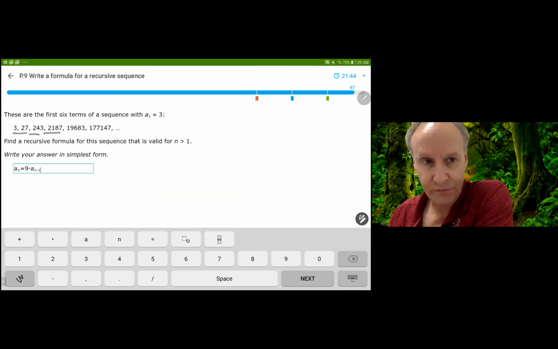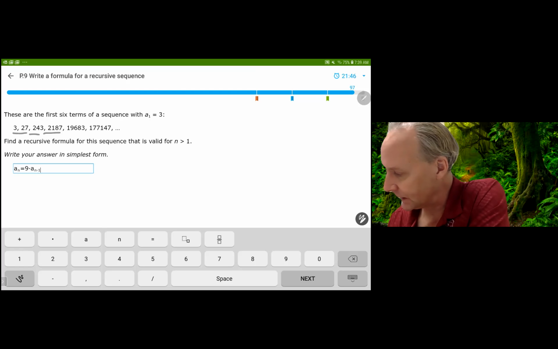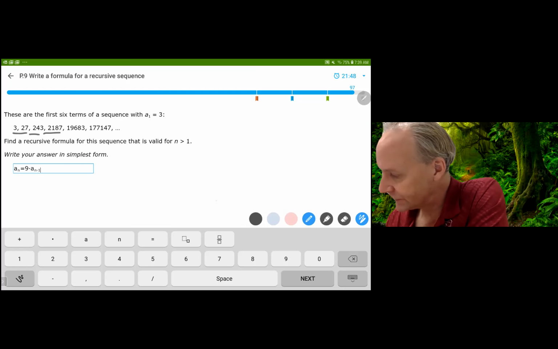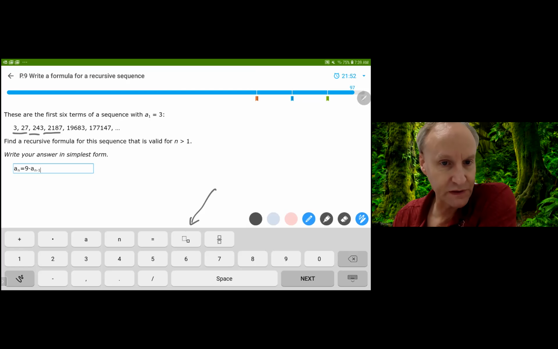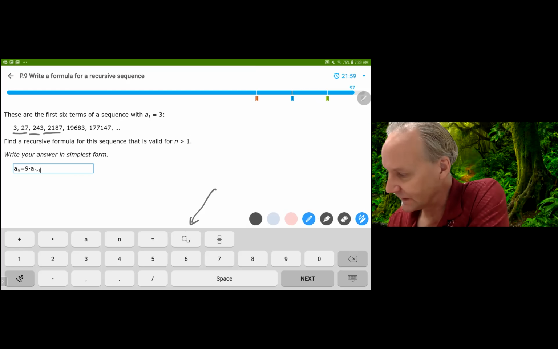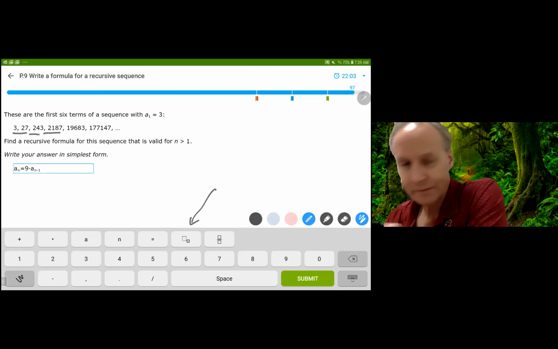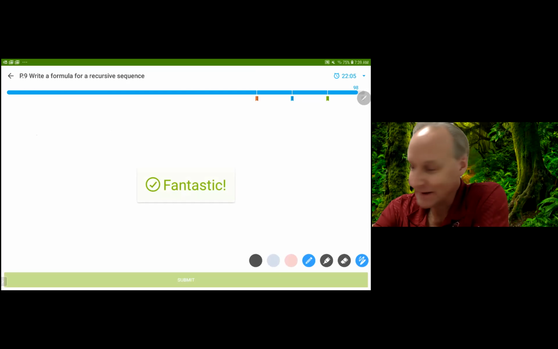Notice that if you type the a first and then hit the a_n key, or the subscript key, then it automatically goes into the subscript and you don't have to sit there and try and make it work out for you. Just makes things easier. And we are multiplying by 9. Nothing like double checking there.